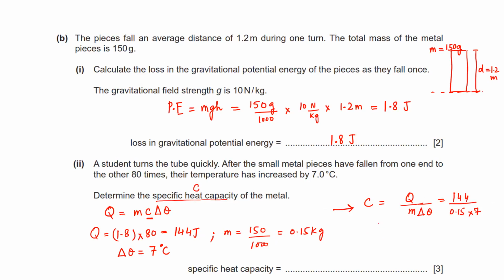So the answer comes out, the value of C is 137.142 joules per kg per degree centigrade. So this is your value. With this, you can simply write 137.142 joules per kg per degree centigrade. This is the value of your specific heat capacity for this question.